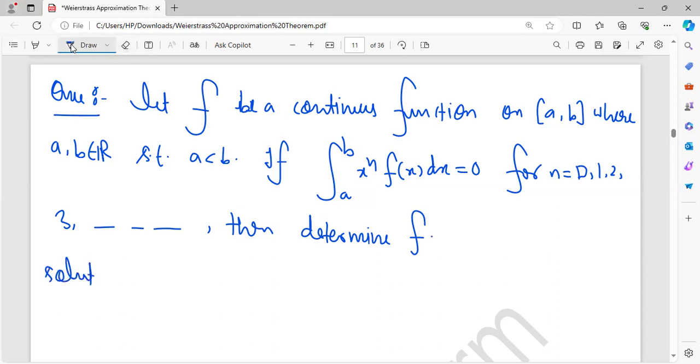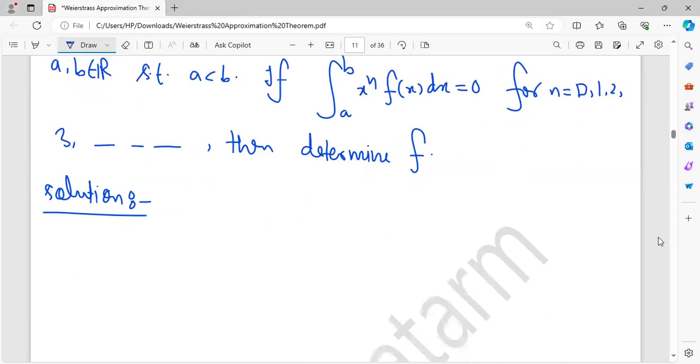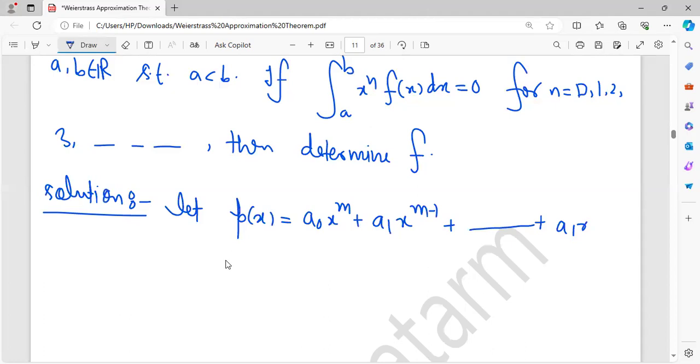Solution. We have to determine f. Now suppose I have a polynomial. Let p(x) is equal to a naught x to the power m plus a1 x to the power m minus 1, and so on, plus a m minus 1 x plus a naught.